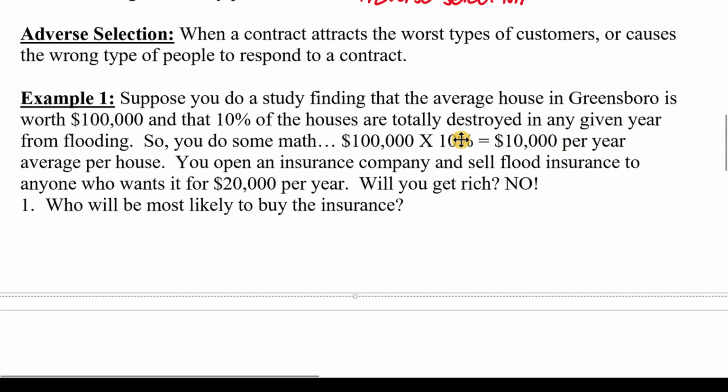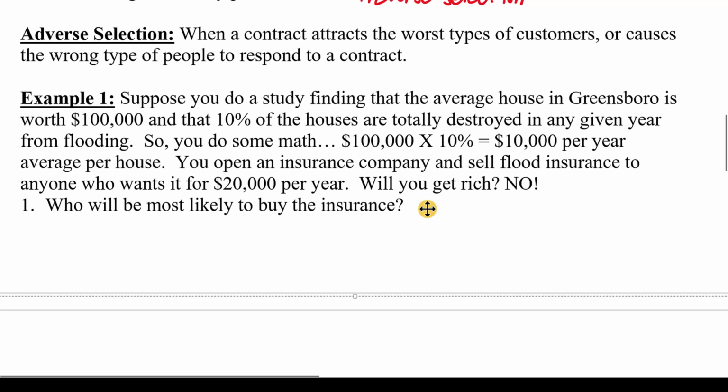So if you open an insurance company and you sell flood insurance to anyone who wants it for $20,000 per year, are you going to get rich? The answer is no. Now, why is that the case? Question number one. Who would be most likely to buy this flood insurance?